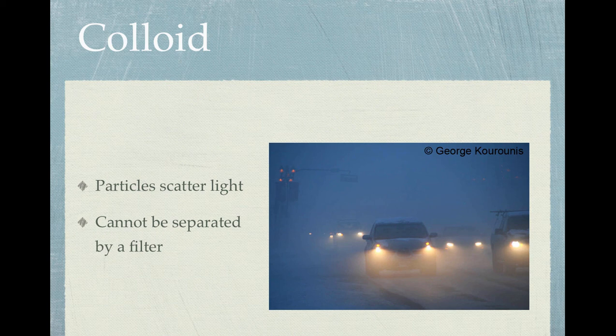In a colloid, the particles are actually going to scatter light. The example there on the right, that's fog. It looks like snow, but it's actually supposed to be fog. And as you can see, the light beams are scattering light, and that is an example of a colloid. The particles cannot be separated by a filter because they're still too small and they can actually fall through the filter holes.